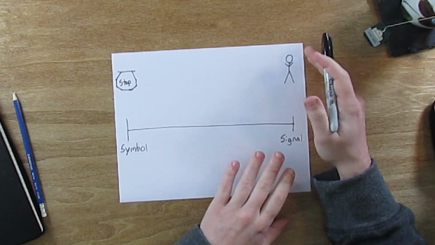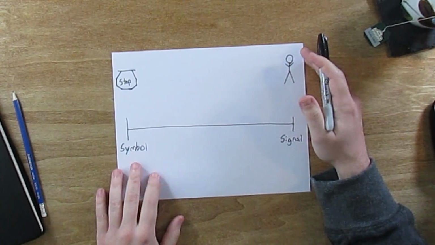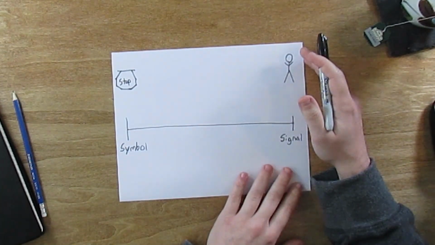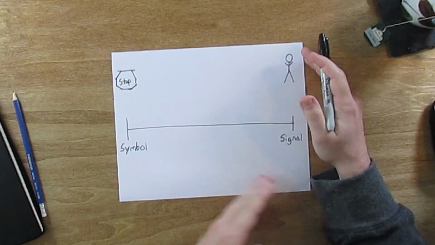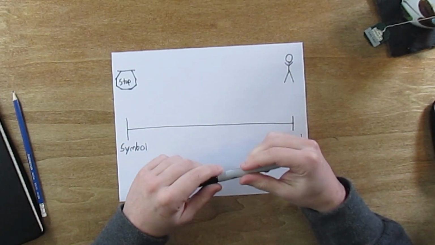This is something that I noticed a while ago, and I came up with this symbol signal terminology to describe it. Like most things in writing, it exists on a spectrum. Something can be really, really like a symbol, or really, really like a signal, or somewhere in between, and I'll have lots of examples throughout this video.